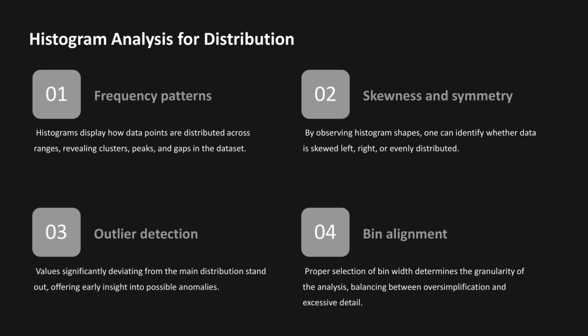Histograms reveal frequency patterns and distribution shape, helping identify clusters, peaks, and gaps. By observing skewness, you can tell whether data leans left or right, spot outliers that deviate from the main body, and choose bin widths carefully to balance detail with readability.